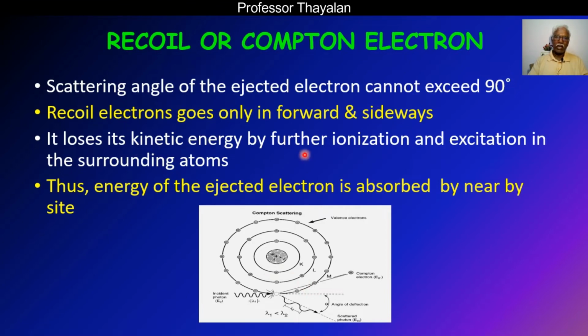It loses its kinetic energy further by ionization and excitation of the surrounding atoms. Thus, the energy of the ejected electron is absorbed by the nearby site. For example, this is the electron. It undergoes further ionization and excitation, and the energy is absorbed in the nearby site.